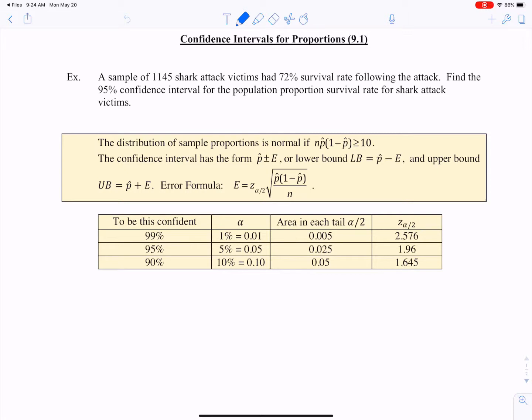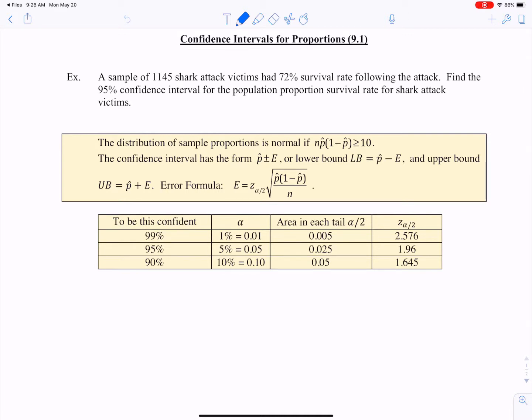Hi everyone. The purpose of this video is to cover finding the confidence interval for a proportion, which is section 9.1 in our book. Now in this example, we're going to use sample data to estimate a true population proportion, which is really unknown. The only way to make a guess is to use sample data and to create a point estimate, which is the 72% that we see there, and then to create a margin of error, which is what we're going to create.